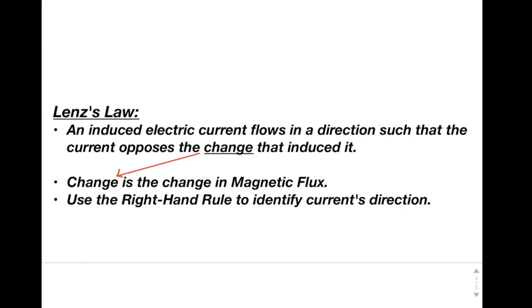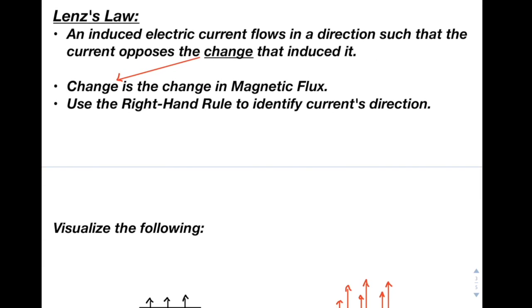So now that we understand how a change in magnetic flux can induce a current, as it induces an EMF, which gives rise to the current, then we can ask the question, how do we know which direction that current is going to travel in? Lenz's law tells us that an induced electric current flows in a direction such that the current opposes the change that induced it. So this change is the change in magnetic flux. We can use the right-hand rule to identify the current's direction.